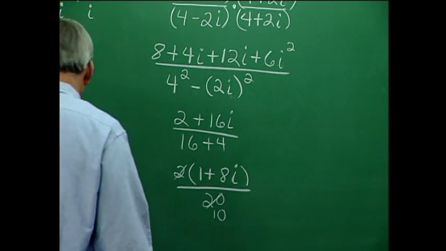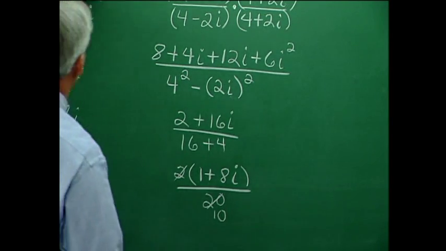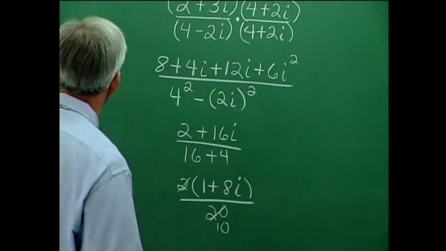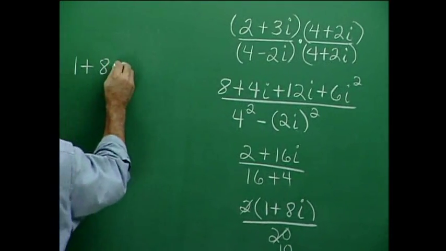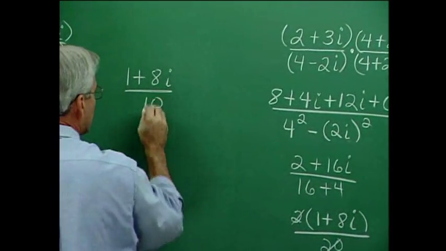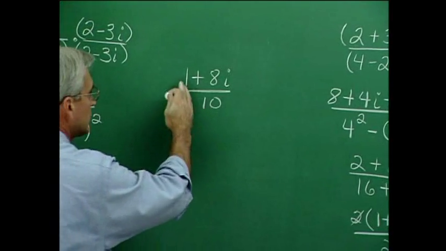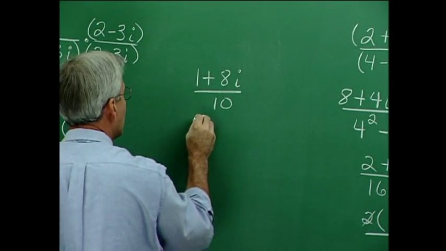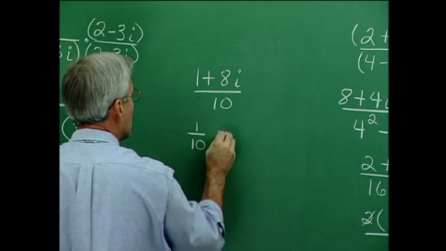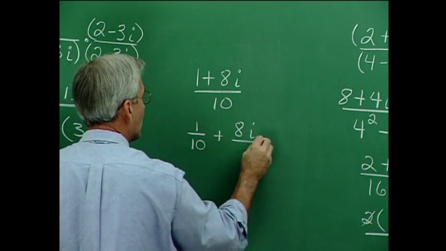Now, although it isn't incorrect to write our answer in this form, that is, the form of a single fraction, (1 plus 8i) over 10, it's probably a little better to distribute the 10 through the numerator and write this in purely complex form, that is, as 1/10 plus 8i over 10.